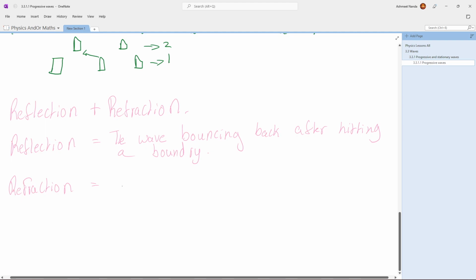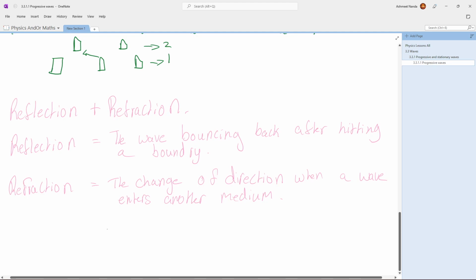Next up we have refraction. This is the change of direction when a wave enters another medium.